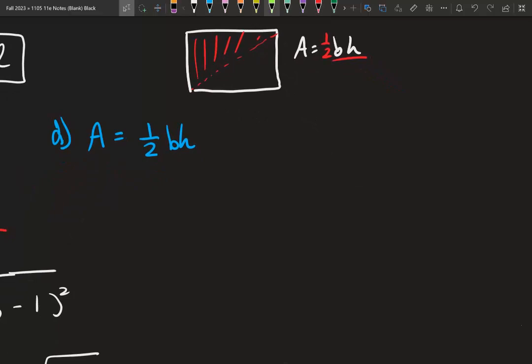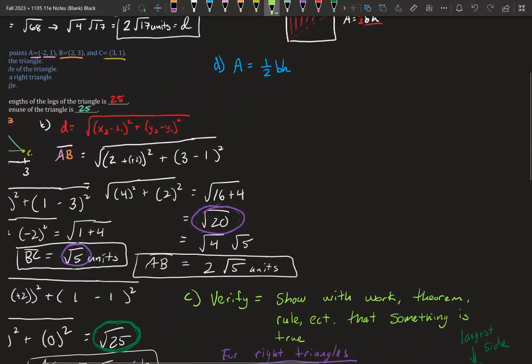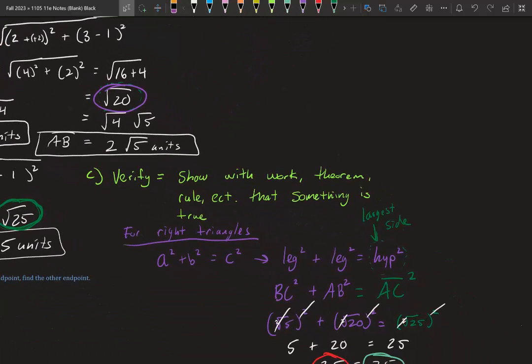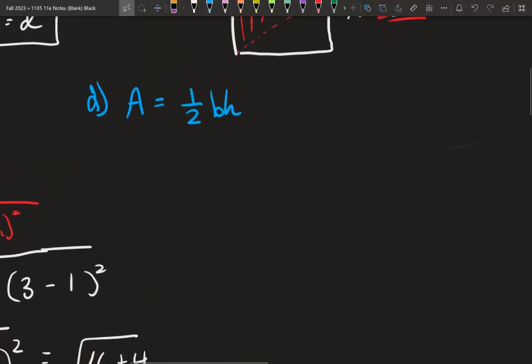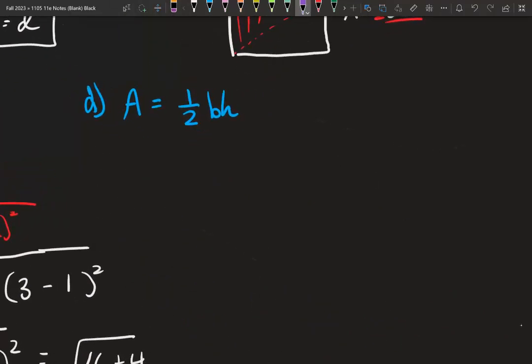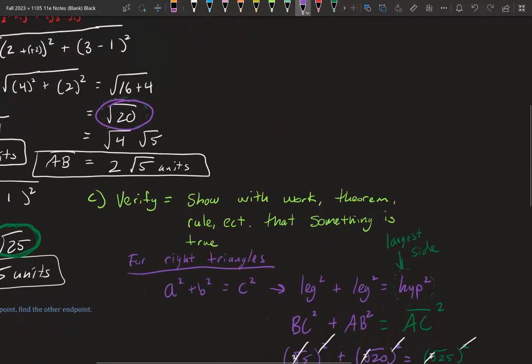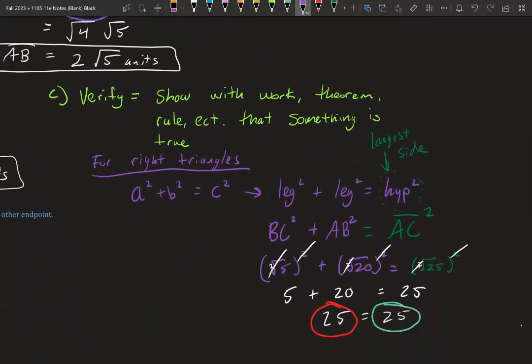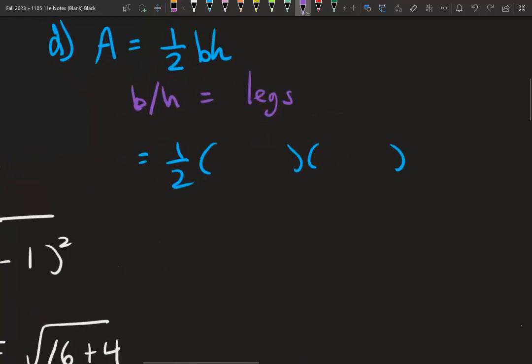Okay, your base and your height, that's actually pretty easy. They are your legs. Your legs are your base and your height. And you already know your legs. We found them. Part C led us to that. So we already know our legs. Let's plug it in. We have 1/2 blank blank. Our first leg was represented by the square root of 5. Our second leg is square root of 20.